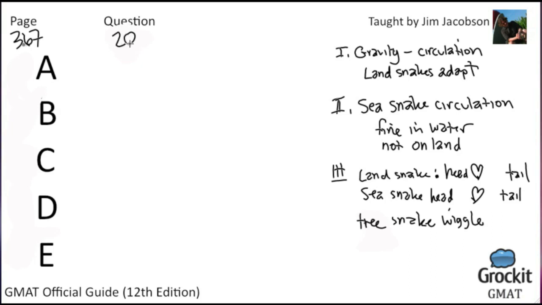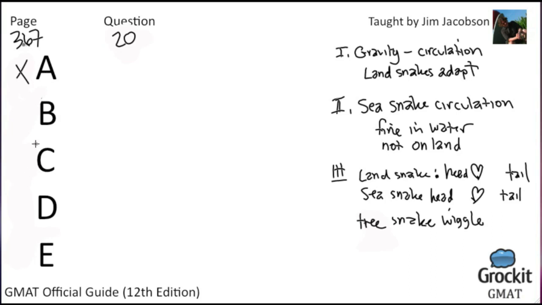Question number 20. It can be inferred from the passage that which of the following is true of species of terrestrial snakes that often need to assume a vertical posture. So terrestrial snakes are starting really in paragraph 3. And since we have to infer this, we kind of have to look at the answer choices first before we can make our inferences. A, they are more likely to be susceptible to circulatory failure in vertical postures than are sea snakes. That's actually the reverse. It's sea snakes that have the big problem with vertical posture, so it's not A.